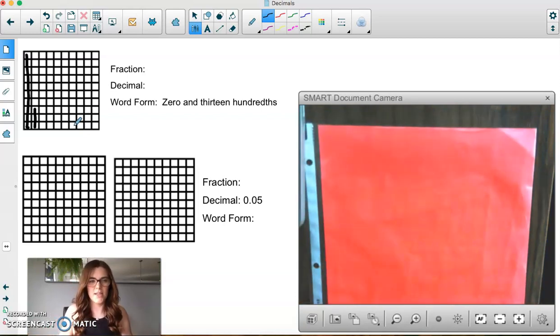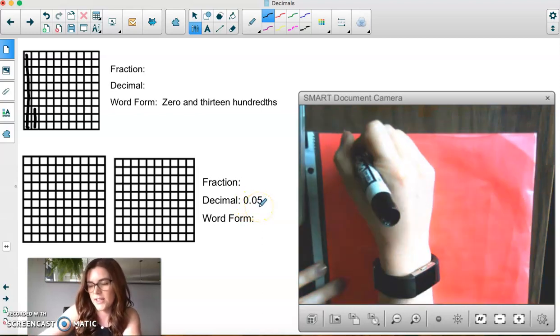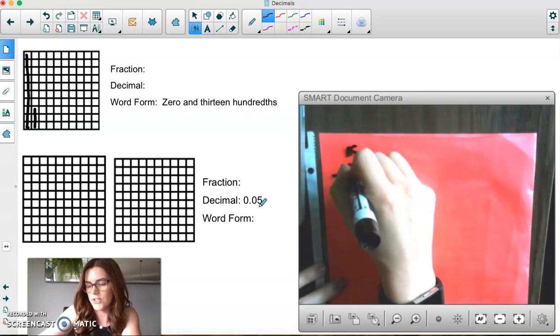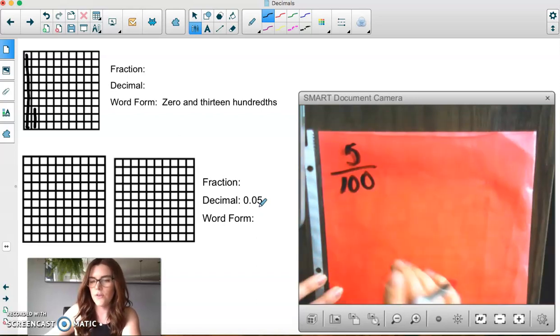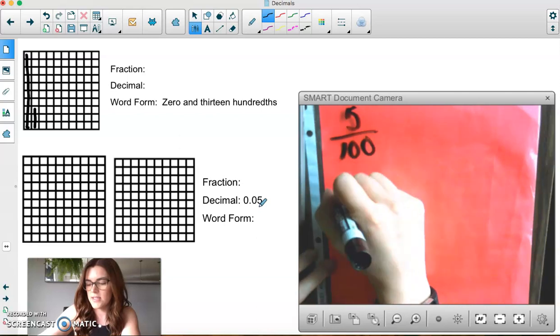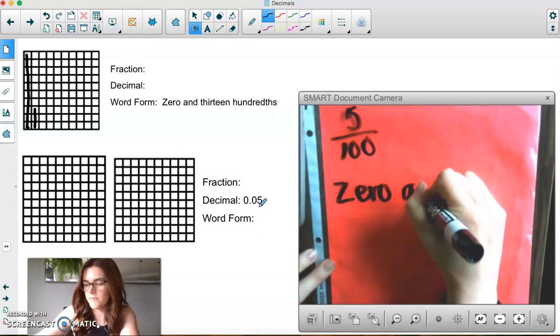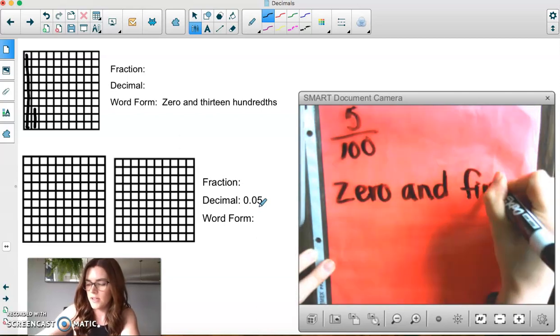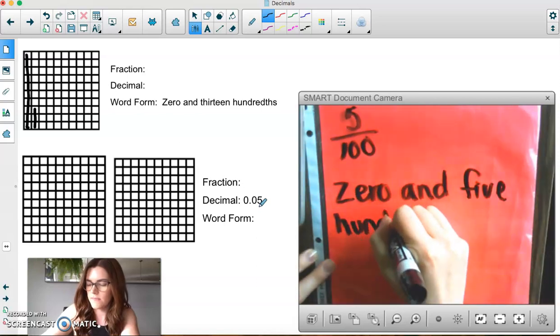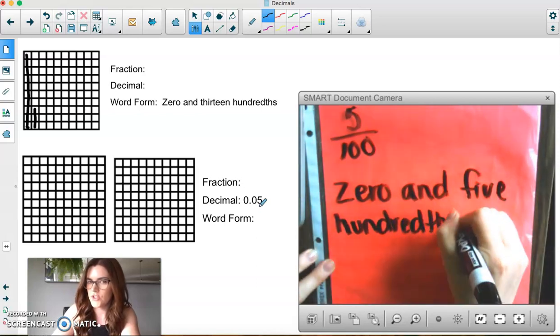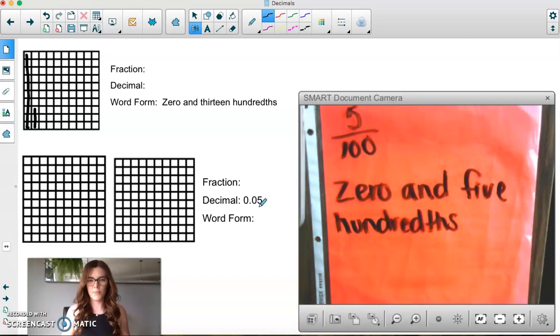So the next one here, it looks like we have 2 boxes, but look, we don't even need it. Look at the decimal clue that we have. So we have 0 and 5/100ths. So that means our fraction is going to look like this. 5/100ths. And our word form would look like this. 0 and 5/100ths. Just like that. Perfect. So that's where our lesson is going to end for today.